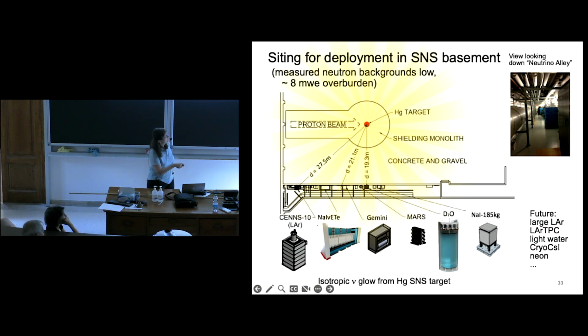And so these are the detectors here. That's what it looks like looking down Neutrino Alley. These are the detectors that we currently have deployed. Actually, this one, MARS, is now over in the alcove over here. And we have many future detectors that I'm going to say a little bit more about soon.